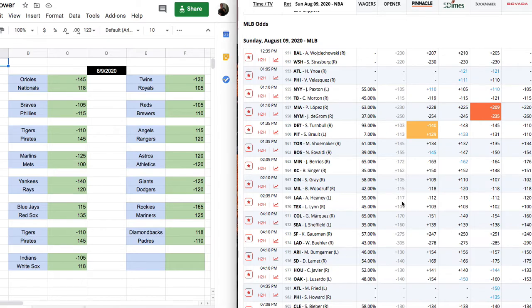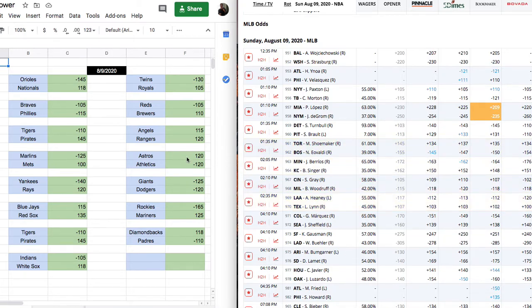All right, next matchup, LA and Texas. Angels 115, Rangers 120, basically a 50-50 game per our power rankings. And we look here, no way we would lay minus 112 because we'd be overpaying for that. Same deal with the Texas line. So that one's going to be a skip.